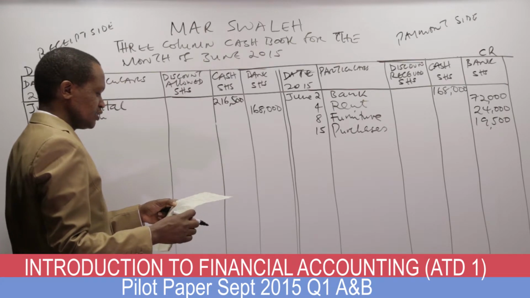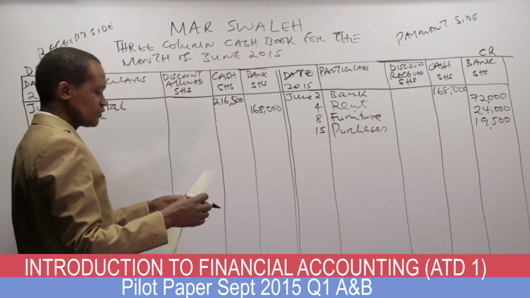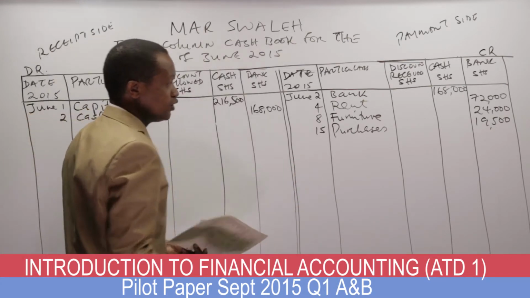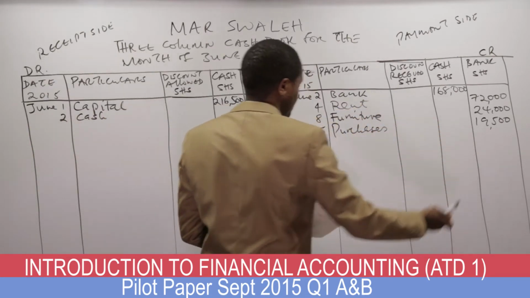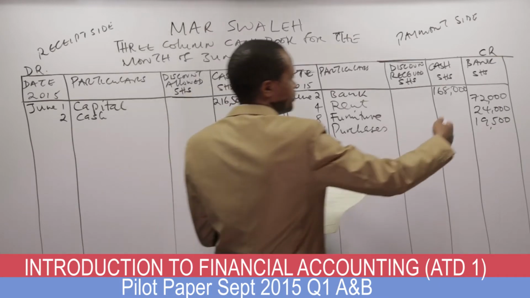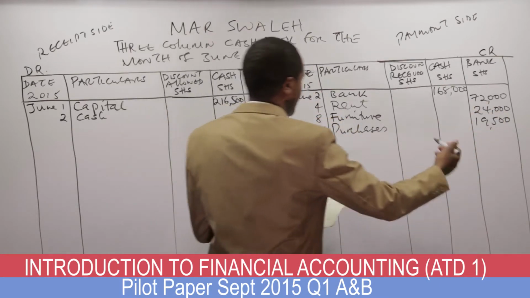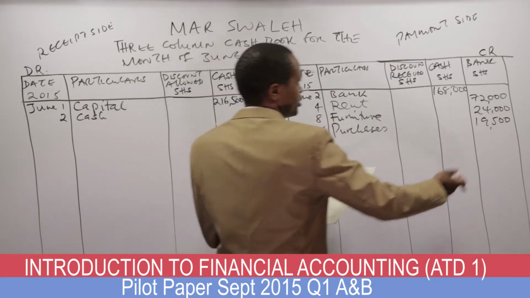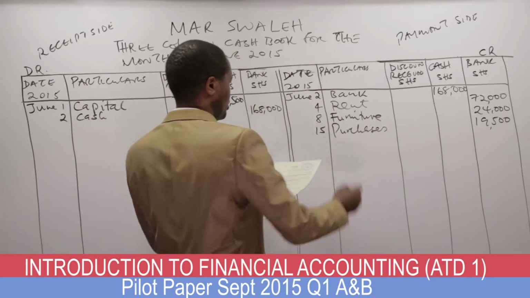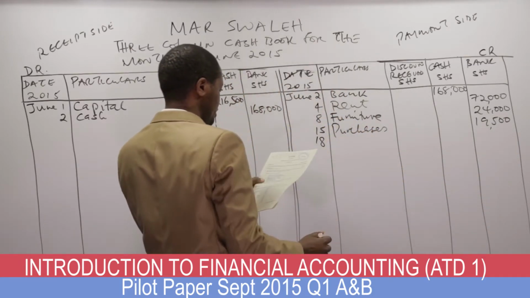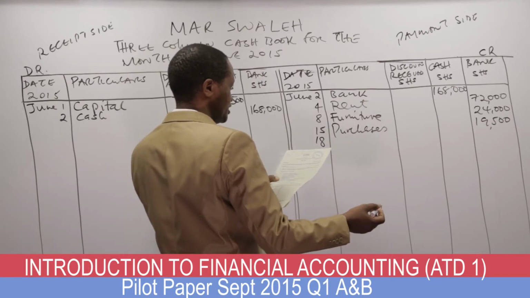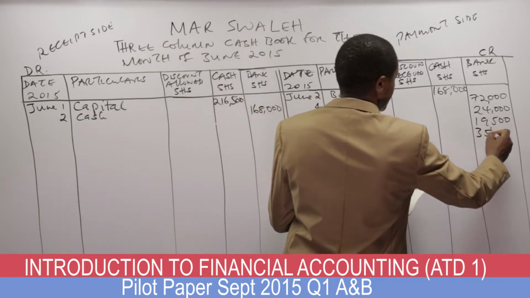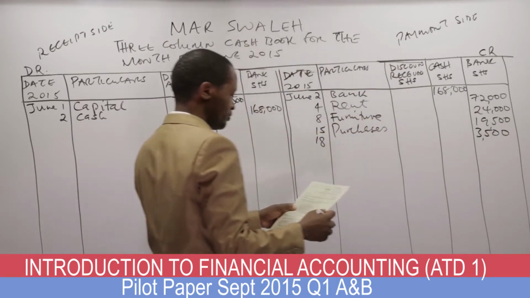Then on 18th, we are told withdrew 3,500 from the bank for office use. You can see the bank is still losing. Money has been taken from the bank. When you take money from the bank, you credit the bank account. So on 18th, there is a withdrawal. How much is it? 3,500 has been taken from the bank.